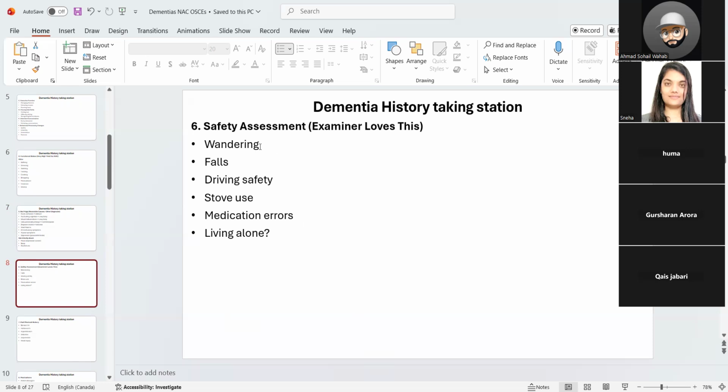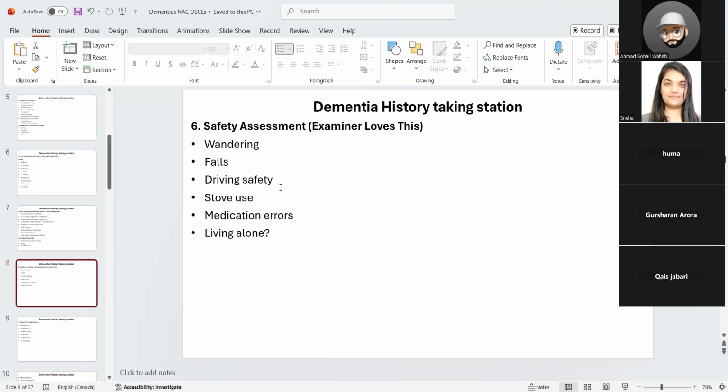Ask about wandering from the caretaker or family member, not from the patient. Has he been wandering around the neighborhood or going to places and then forgetting to come back home or back to the facility? Yes or no? Ask about falls, from the patient plus the collateral historian, whoever is present.